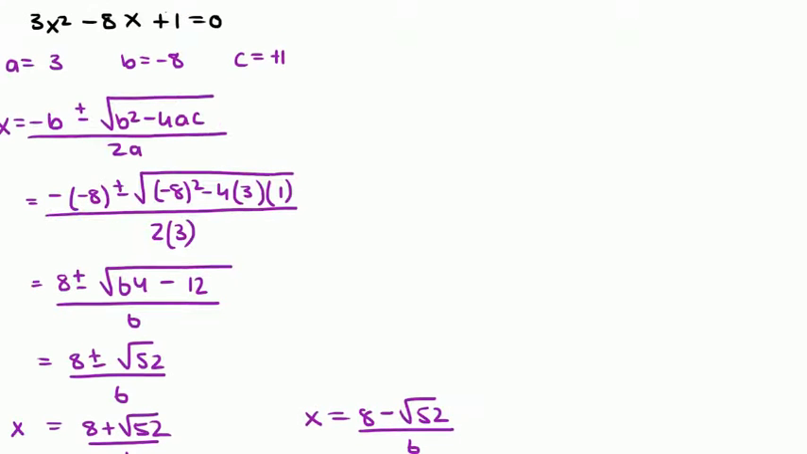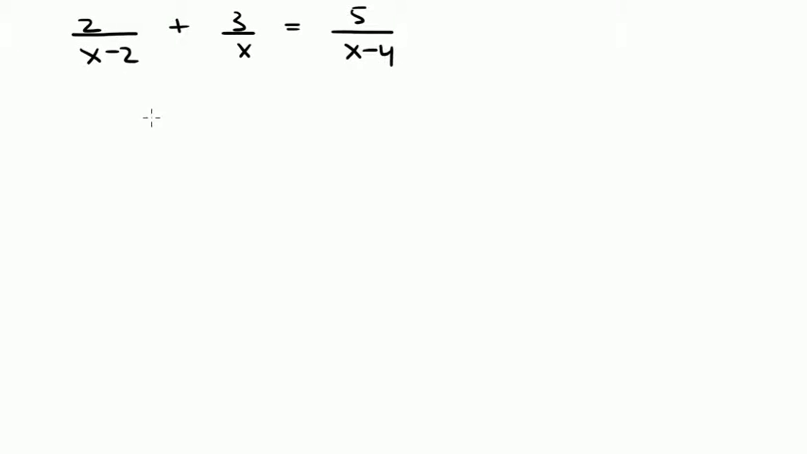So question 5 is similar. I'm just going to use a different method. So we have 2 over x minus 2 plus 3 over x is equal to 5 over x minus 4. So if I multiply every single term by the three expressions on the bottom, so x minus 2, x and x minus 4, it's going to get rid of all of the fractions.